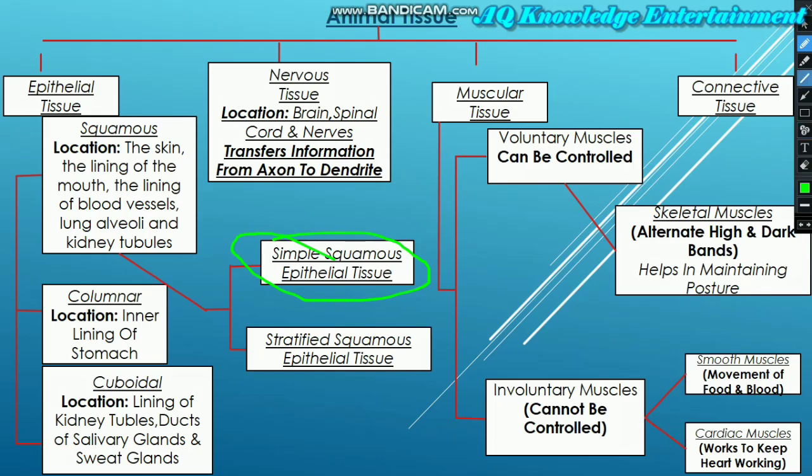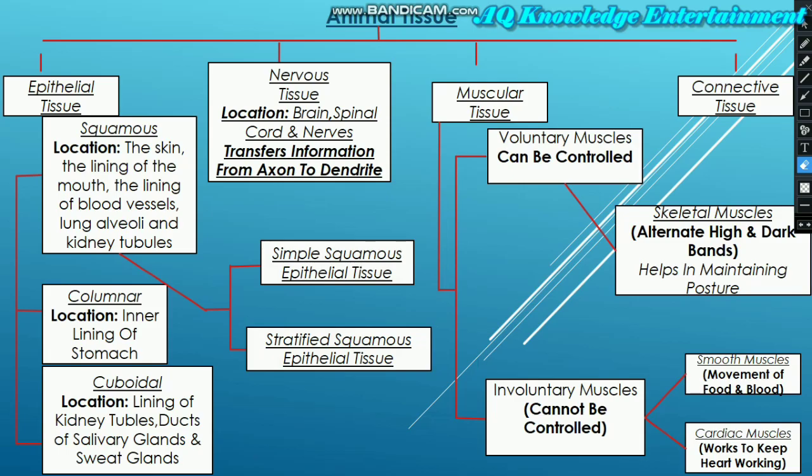Now, what does the second type do, the stratified squamous epithelial? The skin which protects the body is also made of squamous epithelial. Skin epithelial cells are arranged in many layers to prevent wear and tear. Since they are arranged in a pattern of layers, the epithelial is called stratified squamous epithelial tissue. I hope you have understood these two, the simple squamous and the stratified squamous.